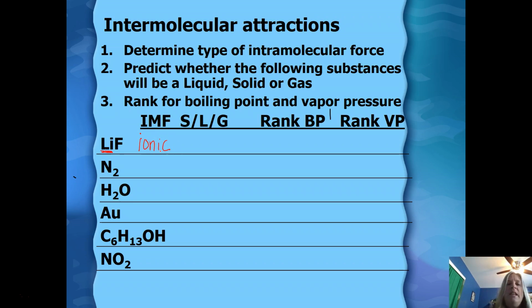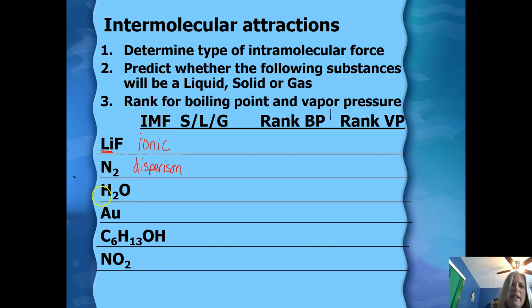All right, let's take a look at N2. First thing you want to say is, is it a metal? No, nitrogen's not a metal. Nitrogen's bound to itself, in fact. So anything bound to itself has an electronegativity difference of less than 0.5. That's going to be 0. So this is going to be nonpolar, and remember, nonpolar intermolecular forces are dispersion.